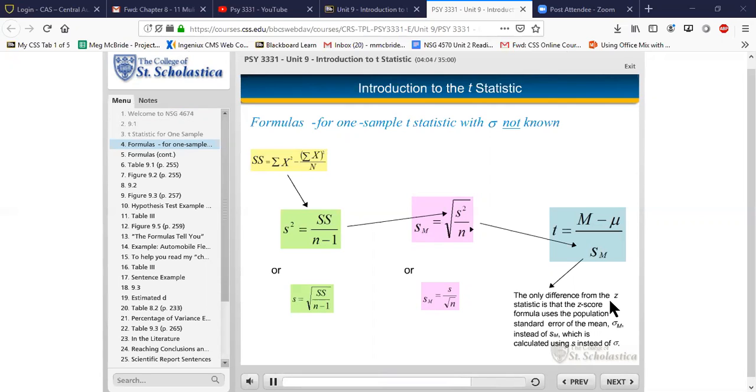Notice that the only difference from the z-statistic that you have calculated before is that s sub m on the bottom of the t formula came from formulas that used s instead of sigma. Note that the extra green and lavender colored boxes contain equivalent formulas, which you've seen before, for calculating the standard deviation, which is the square root of the variance.